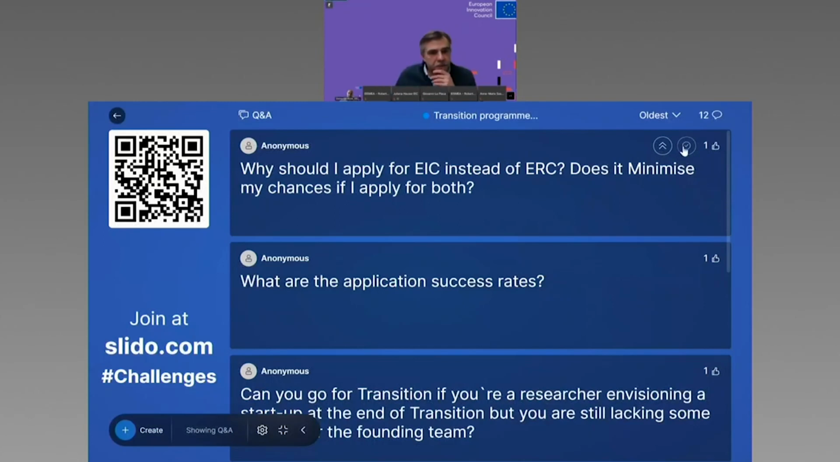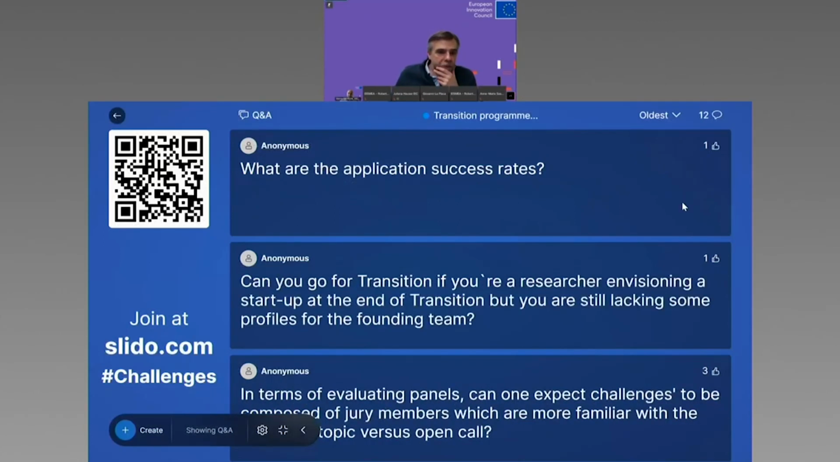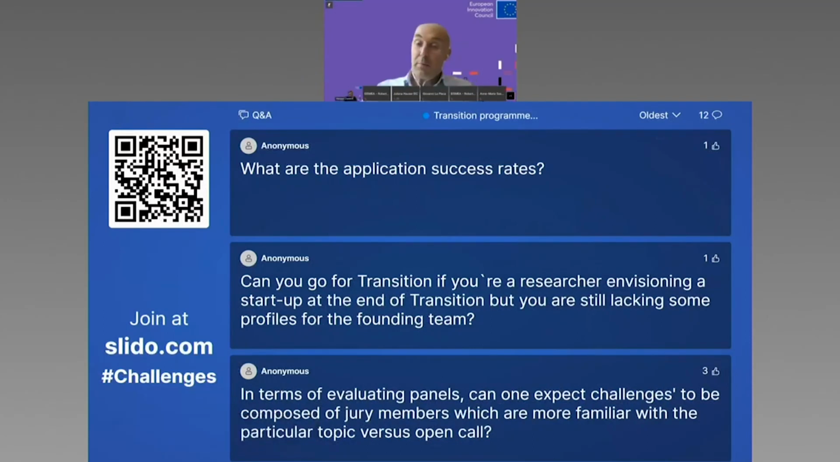What are the application success rates? You just discussed, you said 19%, right? Between 14 and 20% is the usual success rate we are seeing in EIC Transition.